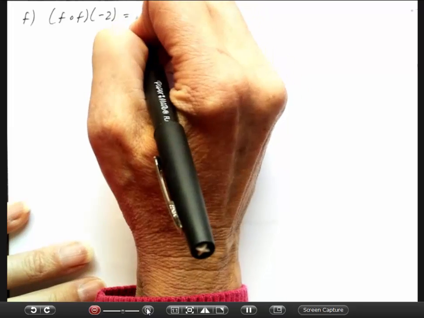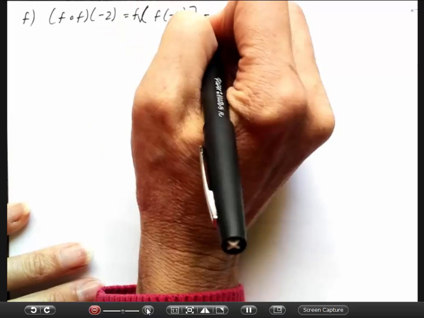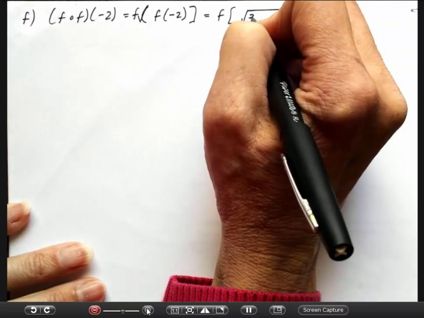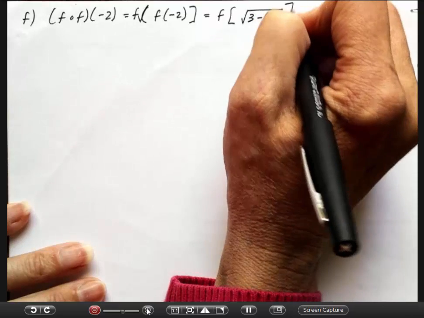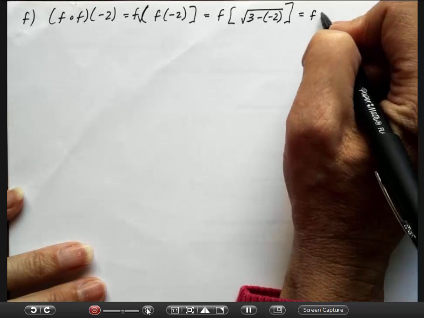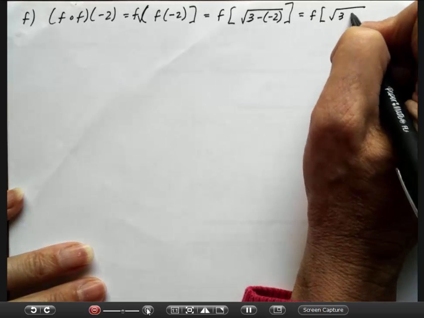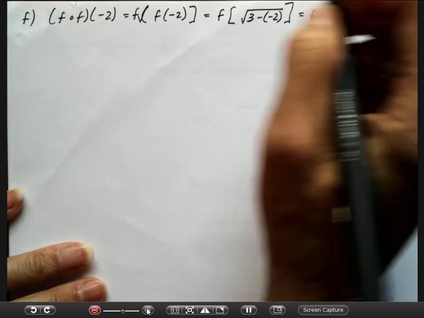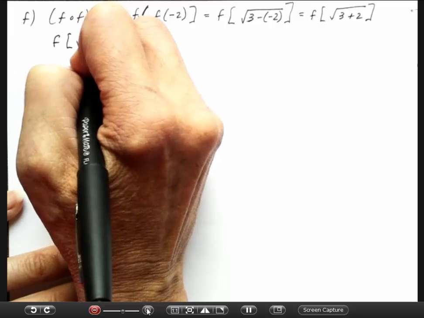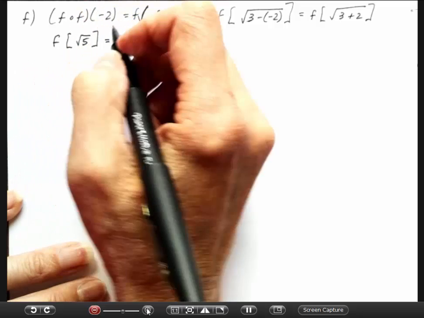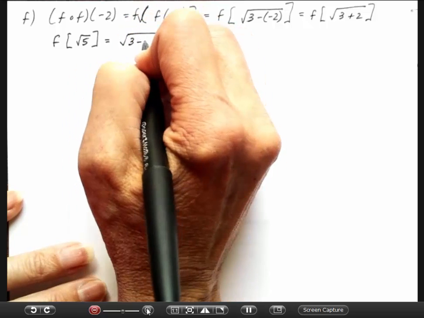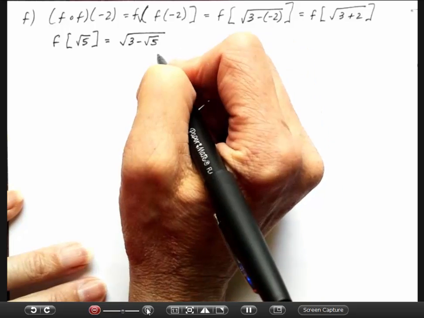The last composite function we're going to look at is f of f of negative 2. So I'm going to put a negative 2 into my f function. Doing that, I end up with f of the square root of 3 minus a negative 2. Make sure you use your grouping symbols, which gives me f of the square root of 3 plus 2, which tells me I need to find what the value of f of the square root of 5 is going to be. So going back into my f function again, I'm going to have the square root of 3 minus the square root of 5. And that's as simplified as we're going to get on this particular problem.